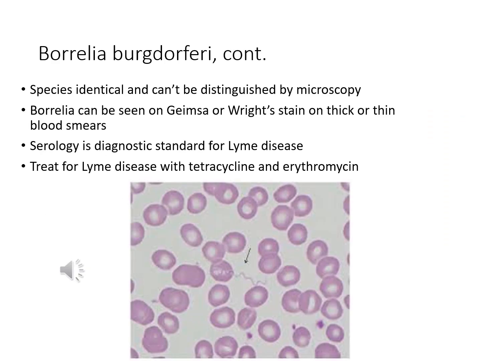Borrelia species are identical, so therefore you can't really distinguish between them by microscopy. So Borrelia can be seen on a Giemsa or a Wright stain on a thick or a thin smear. And we'll talk more about thick and thin smears once we get to parasitology. So serology is usually your diagnostic standard for Lyme disease. And Lyme disease can be treated with tetracycline or erythromycin.